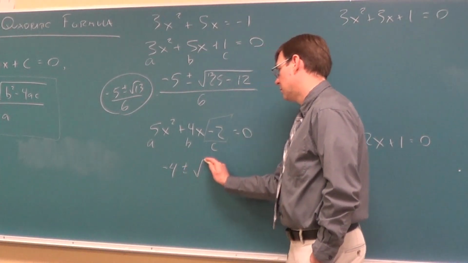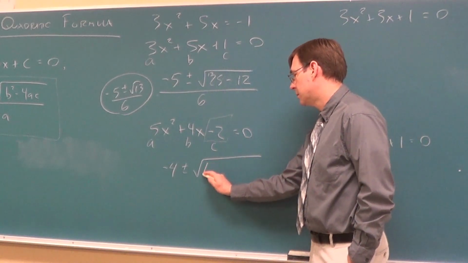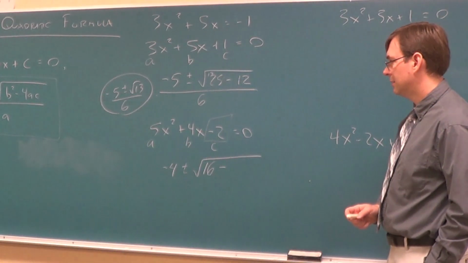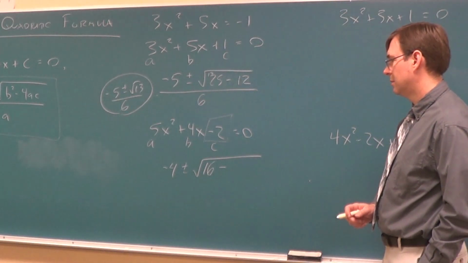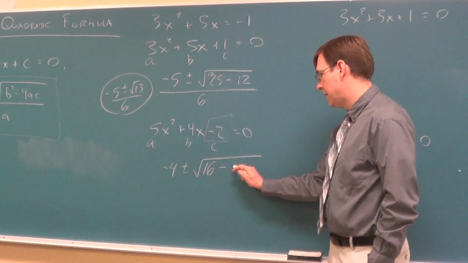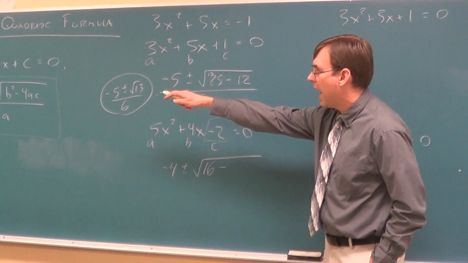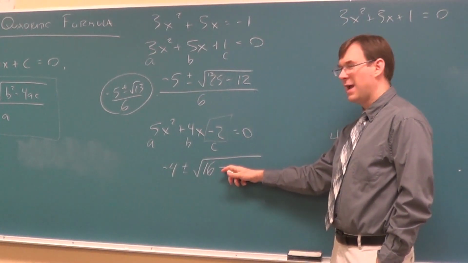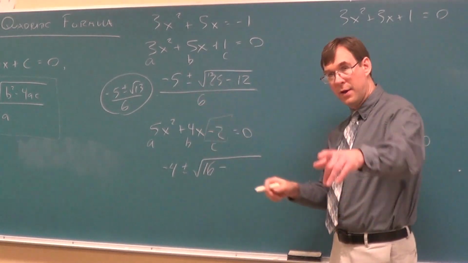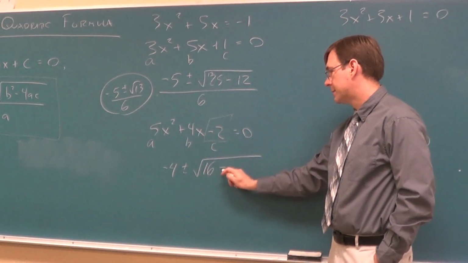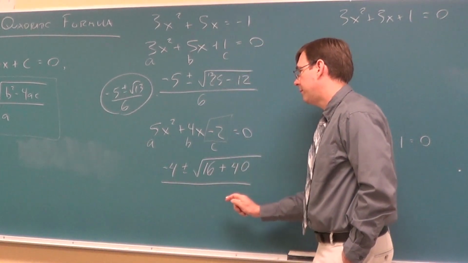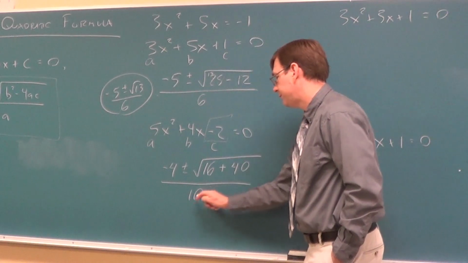Plus or minus root B squared, 16, minus 4 times A times C. -40. So if we're already committed to subtract, and then you're telling me a -40 from this, that's a plus 40. All on the top.